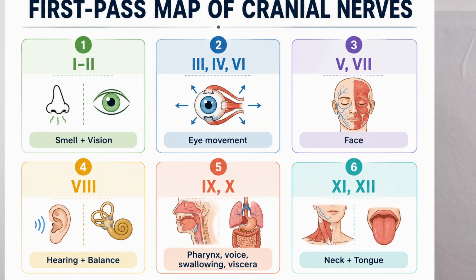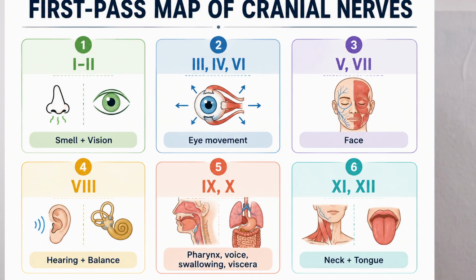They will supply taste and movement of the tongue, 9 and 10, and also to viscera, swallowing. Okay, so they have got to do with this area. And then we have 11, which supplies the sternocleidomastoid and trapezius muscles. Okay, and then we have 12. The 12 supplies the tongue as well.